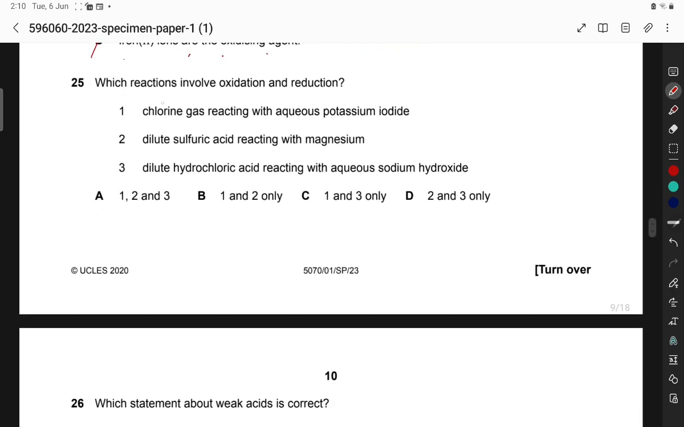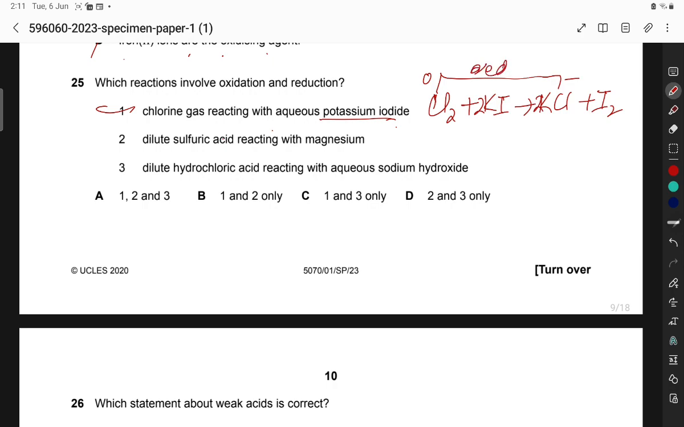Question number 25. Which reactions involve oxidation and reduction? Chlorine gas reacting with aqueous potassium iodide. Chlorine plus potassium iodide to form KCl plus I2. Which reaction involves oxidation and reduction? Chlorine is reduced, and iodide ion is oxidized. So this is a redox reaction.